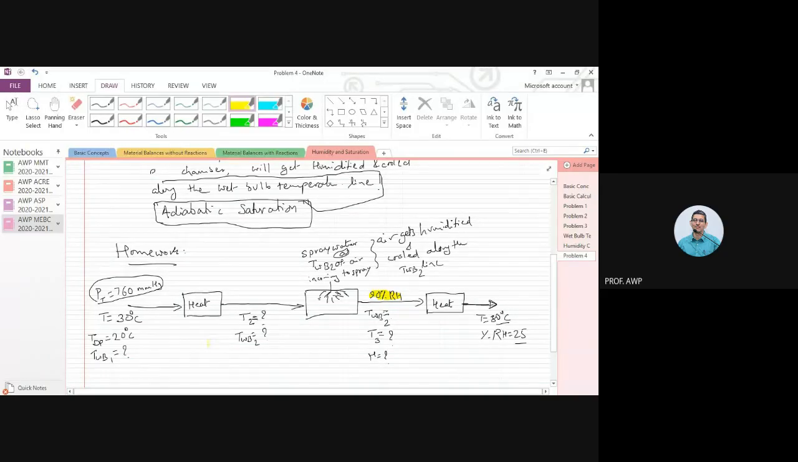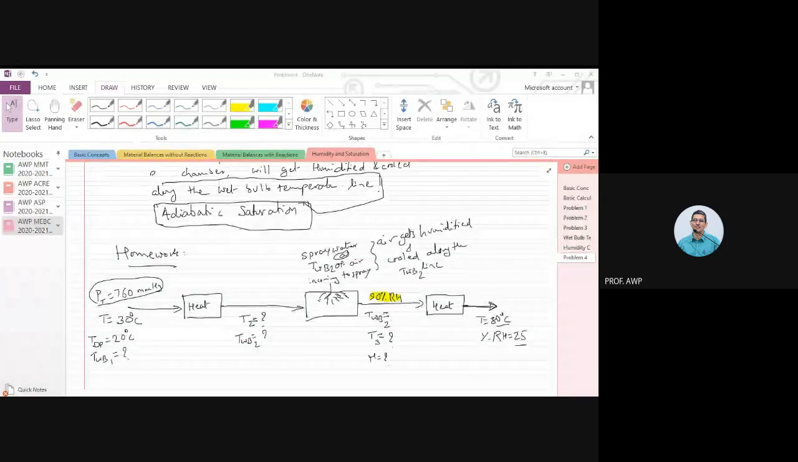Okay, will you be able to do this problem? Anybody not clear what is to be done? Find out all these unknown temperatures, humidity, percent RH, dew point, whatever is to be found out. All right.